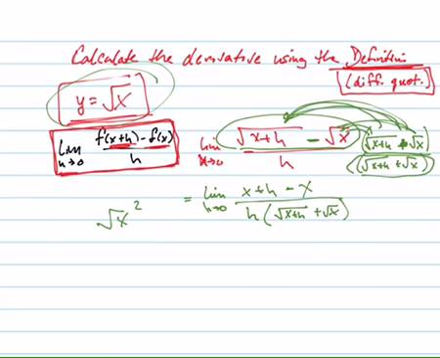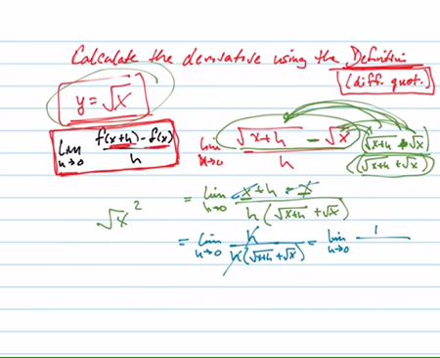Now look at how beautiful this is. What happens to the x and the negative x? They cancel. Yeah, they cancel. They're gone. So you really just have the limit as h goes to 0 of h over h times the square root of x plus h plus the square root of x. And now what happens to the h's? They cancel too. So you really just have the limit as h goes to 0 of 1 over the square root of x plus h plus the square root of x.